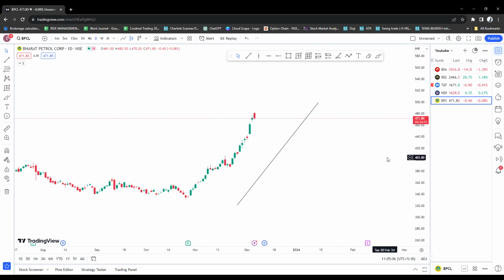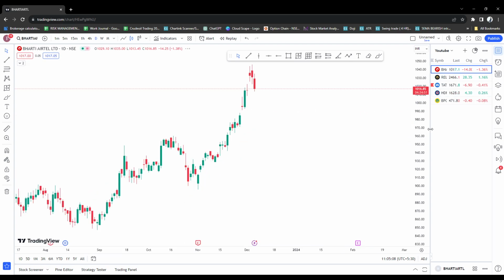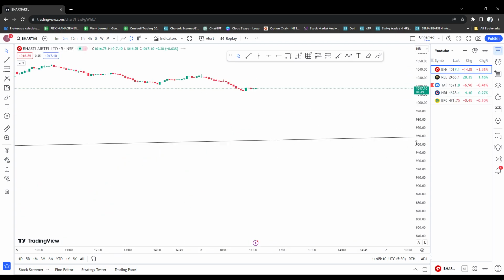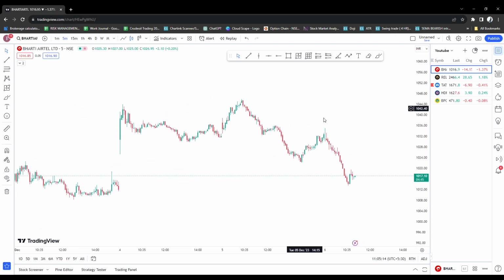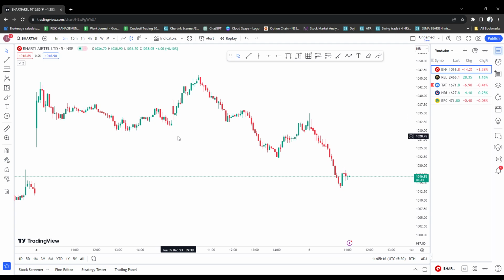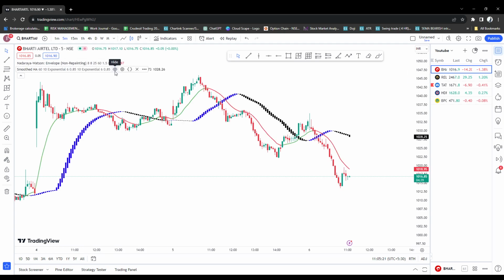Now you go to the 5 minutes time frame, because this is scalping. You see the market is in a range. You turn on both the indicators. It should plot something like this.